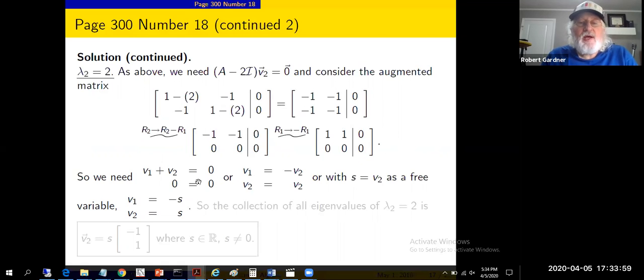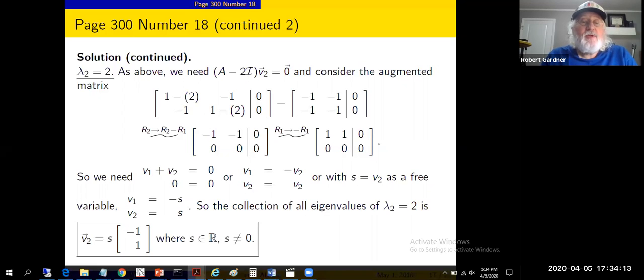Rewrite as a system of equations, express as v1 equals, v2 equals, introduce a free variable, produces this, where s can be any real number except for 0. In terms of eigenvectors, v2 is of the form any multiple of the vector negative 1, 1, except for s equals 0. So these are the eigenvalues and eigenvectors for the associated standard matrix representation. So they're the eigenvalues and the eigenvectors for the given linear transformation.